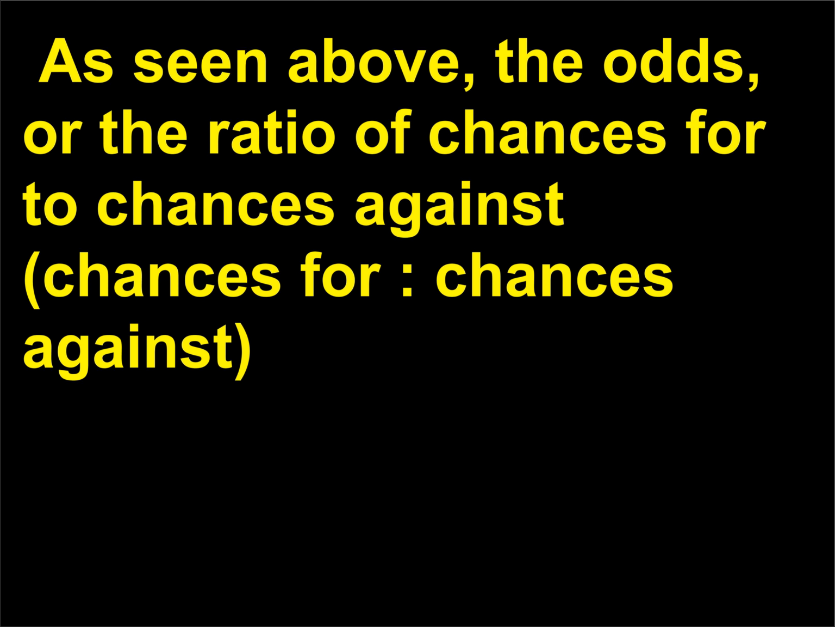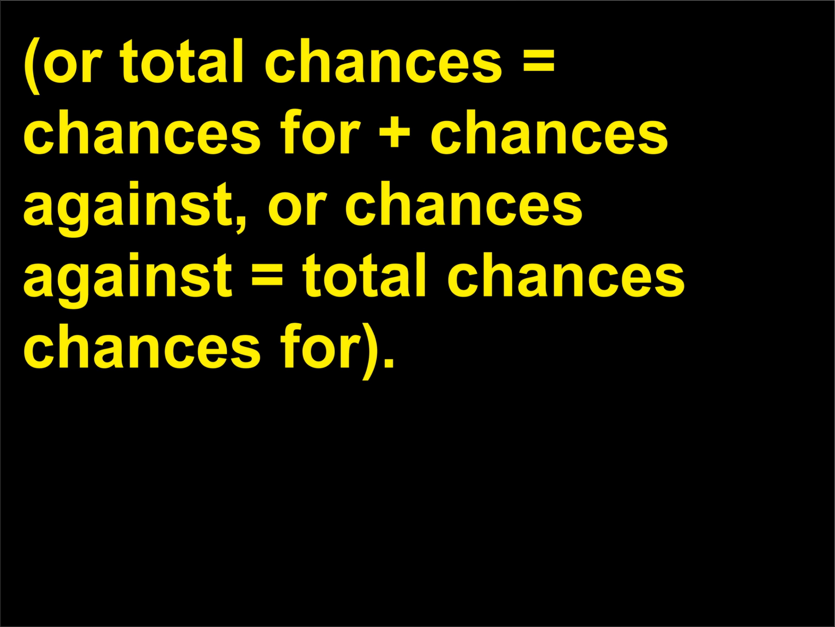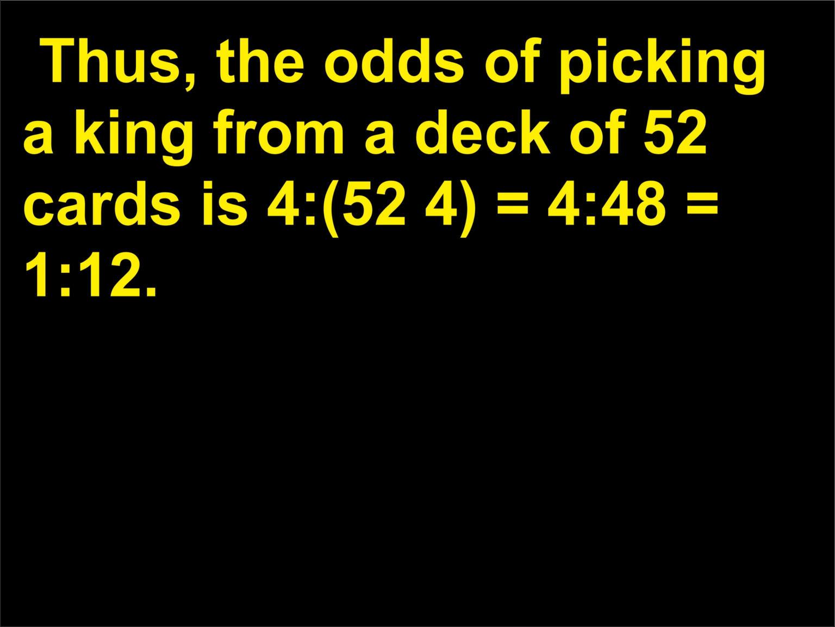As seen above, the odds, or the ratio of chances for to chances against, can be found by the formula: total chances equals chances for plus chances against, or chances against equals total chances minus chances for. Thus, the odds of picking a king from a deck of 52 cards is 4/48, equals 1/12.